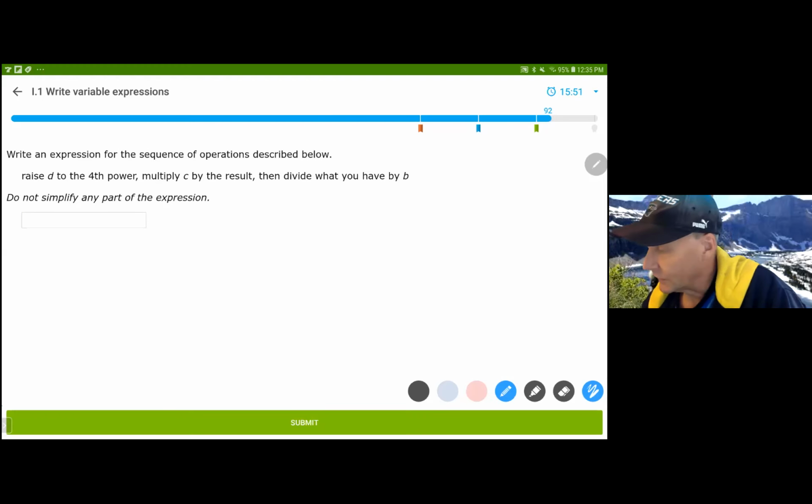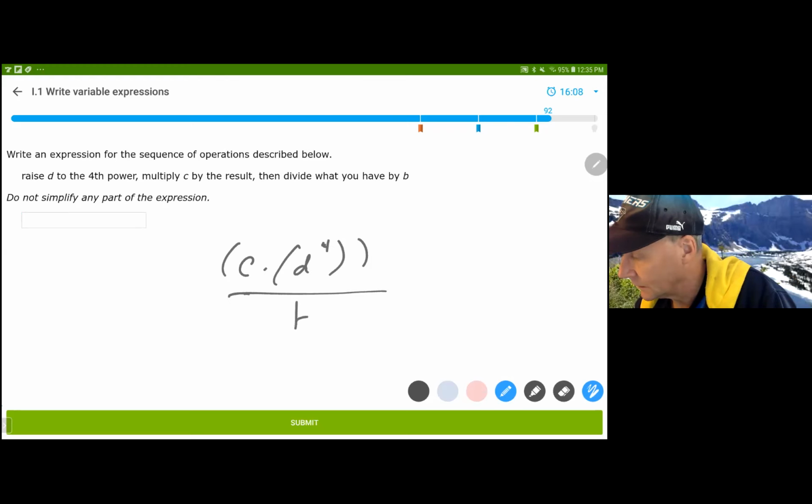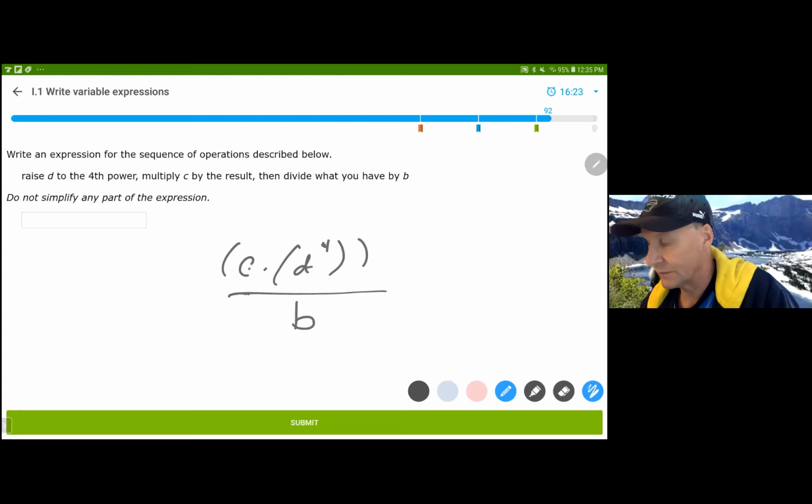Raise D to the fourth power. D to the fourth power. Then multiply C by the result. Then divide what you have, the whole thing, by B. So we have C times D to the fourth power divided by B. Now the thing is that the D to the fourth power doesn't have to be in parentheses because D to the fourth comes first, then you would multiply by the C according to order of operations. Also, this division line, if you use it, means you don't have to have the parentheses around the entire numerator.